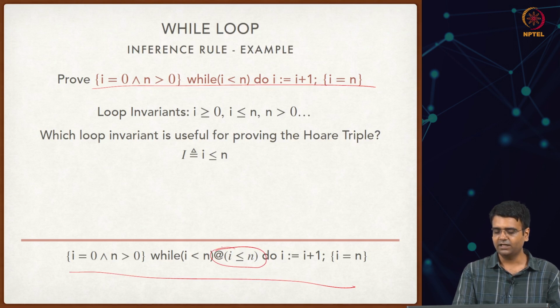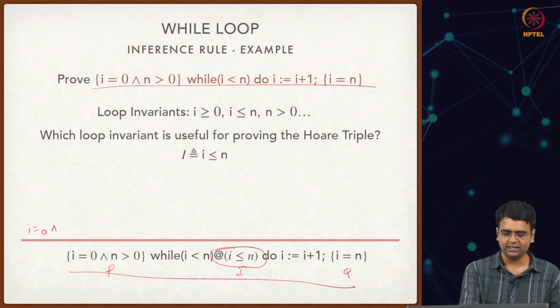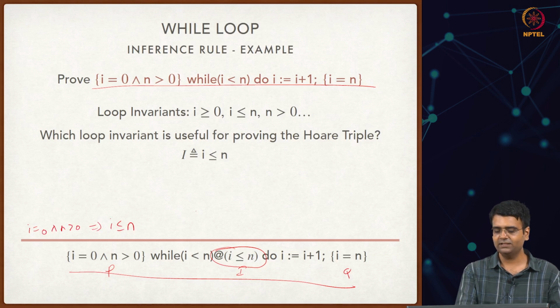Again, this is purely syntactic now. In order to use the inference rule for while loops, I just need to plug in the appropriate components. So this is P, this is I, this is Q. I have three components. The first component is that P should imply I. So I is equal to 0 and n is greater than 0 should imply I is less than or equal to n. So this is P implies I. The second is that I and F, C, I should be a valid Hoare triple. So I is less than or equal to n, this is F, so this is I is less than n.